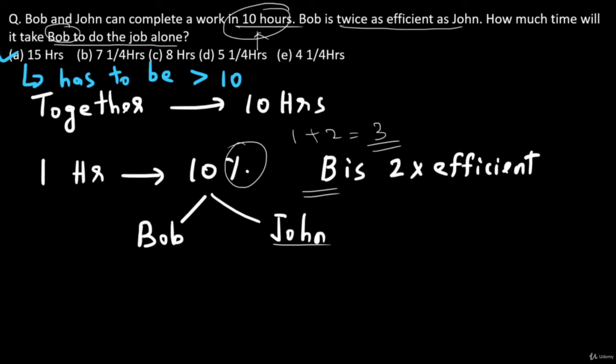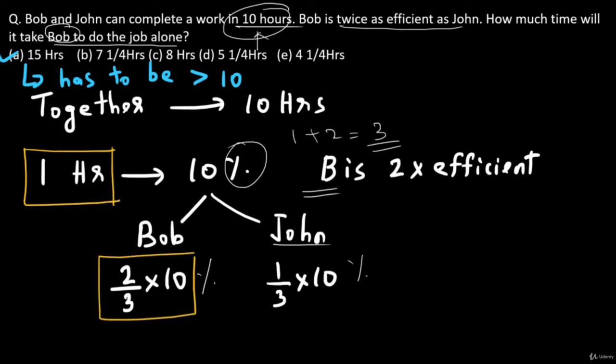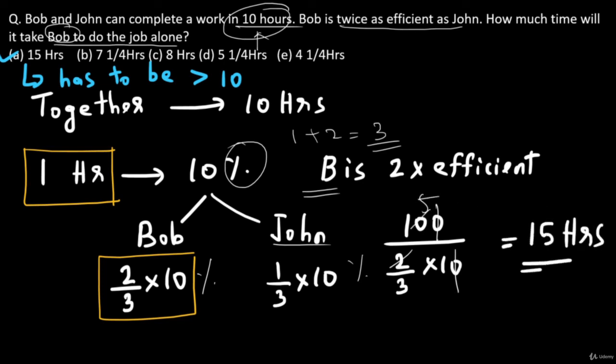That means Bob would have completed 2 by 3 into 10% and John would have completed 1 by 3 into 10%. Now this is in 1 hour. Therefore, in 1 hour, Bob is doing 2 by 3 into 10%. Therefore, how many hours would be required to do 100%? That would be 100 divided by 2 by 3 into 10, right? And on simplifying this, you get this as 5 into 3, which is equal to 15 hours. And that is answer option A.